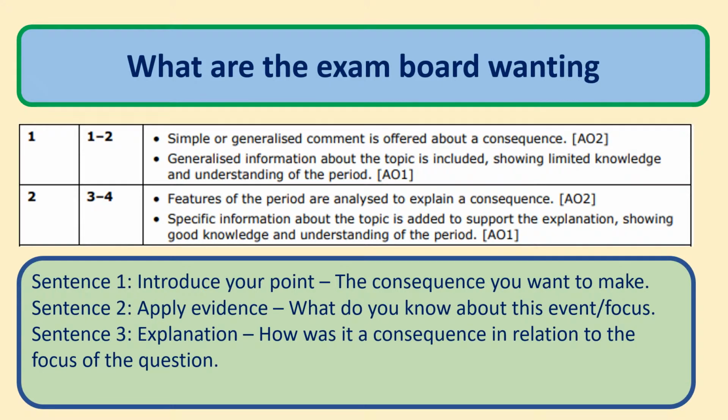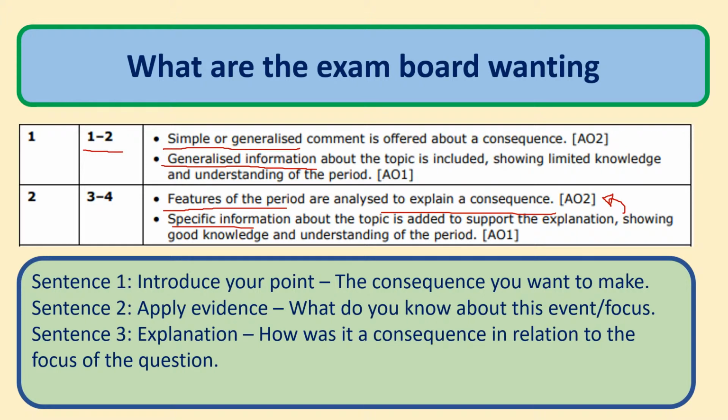So what is the exam board wanting? Well, really straightforward. You've got level 1, 1 to 2 marks, and it's a simple or generalized comment as to the consequence and generalized information. If you're doing that, you're going to be getting 1 to 2 marks. Level 2, which is the top you can get here, well, you're using the features of the period to explain the consequence more effectively, and you are using more specific information to support that explanation. So that's why those two are connected.